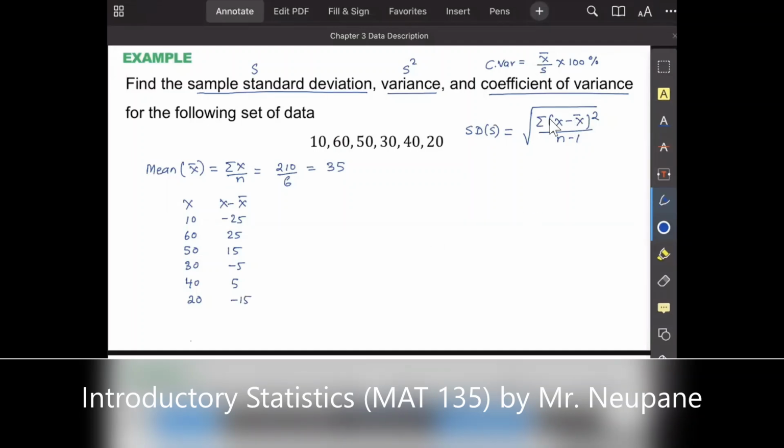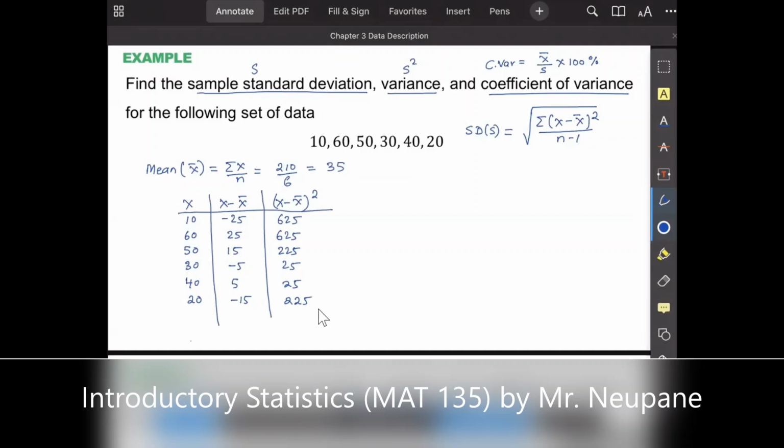And we need the square of all these. So in the next column, we find X minus mean squared. You already know how to find these from the previous example. So we do negative 25 squared, 25 squared, 15 squared, 5 squared, negative 5 squared, 5 squared, and negative 15 squared. And we write them here. Negative 25 squared, 625, positive 25 squared, 625, 15 squared, 225, 5 squared, 25. That's also 25, and this is 225. So we have all the values here.